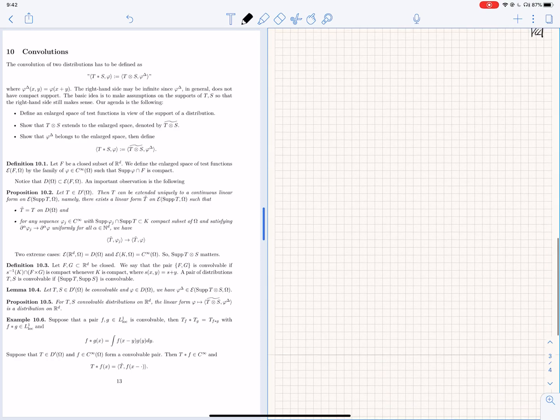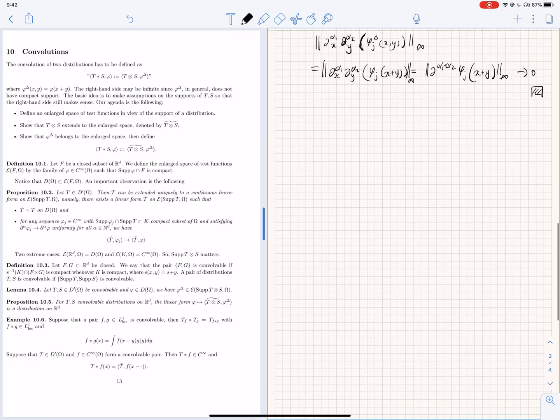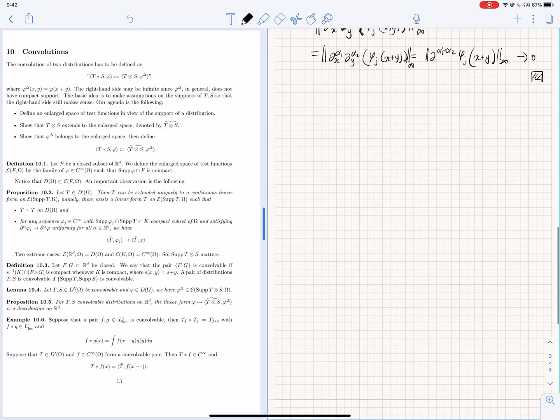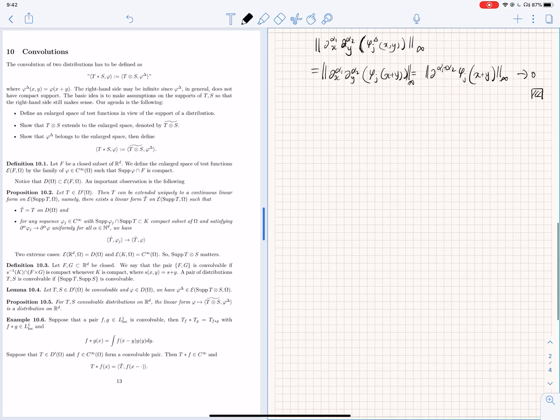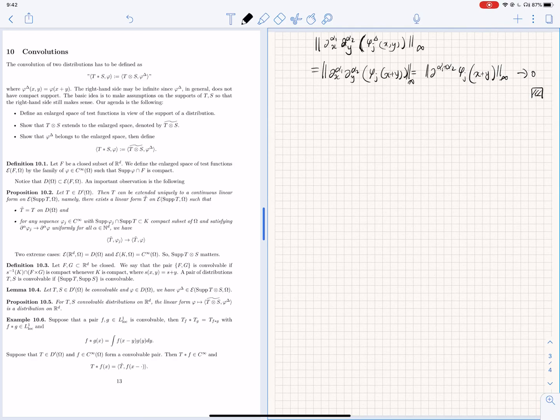Okay. Now that we have a definition, we would like to consider a few examples. Okay, a few examples, and the first one will be the L1 loc function. So example 10.6. Okay, so the L1 loc example.